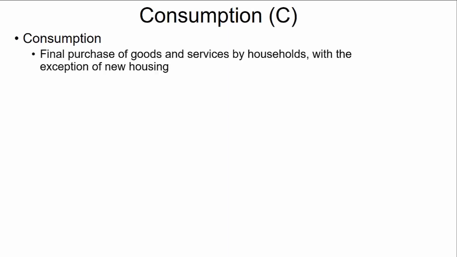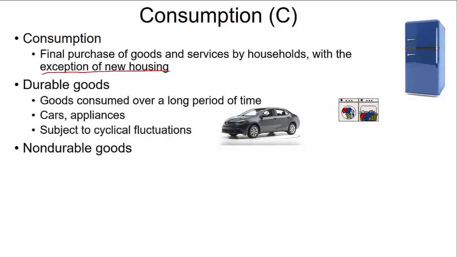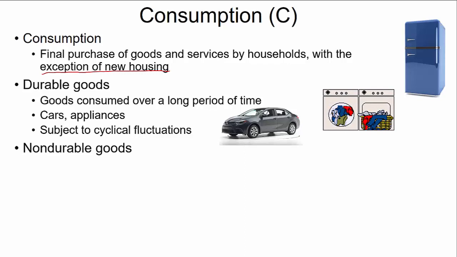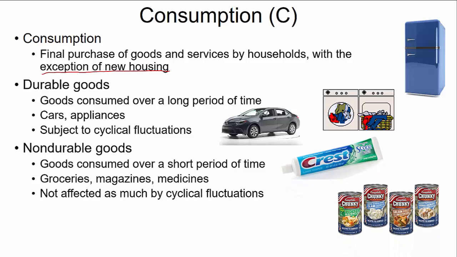Okay, so this is the final purchase of goods and services by households. Oh, by the way, with the exception of new housing. That's going to be part of investment. Anyway, consumption spending is made up of basically three categories. We have durable goods, which are goods that we purchase that are expected to last longer than a year, and non-durable goods, which are goods that we tend to use up within a year. So food and toiletries, those are non-durables, and then of course cars and appliances would be durable goods.